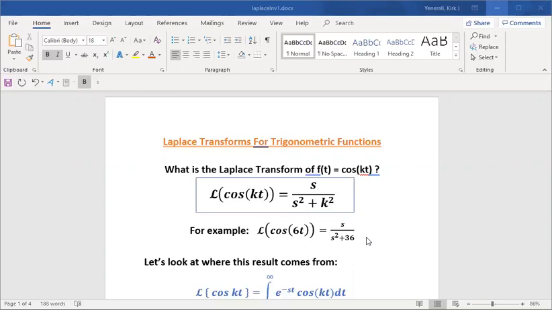That's a very useful rule, but where does that rule come from? And where does the analogous rule for the Laplace transform for a sine come from? In this video, we'd like to take a look at the derivation for this rule that the Laplace transform of the cosine of kt is s divided by s squared plus k squared. So let's take a look at the origin of that rule.